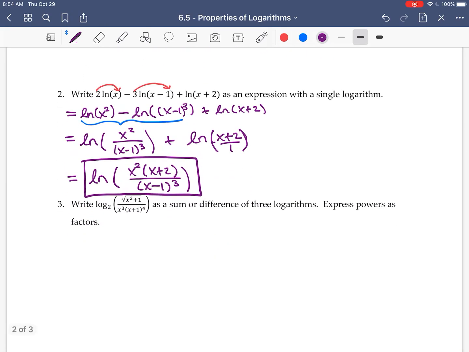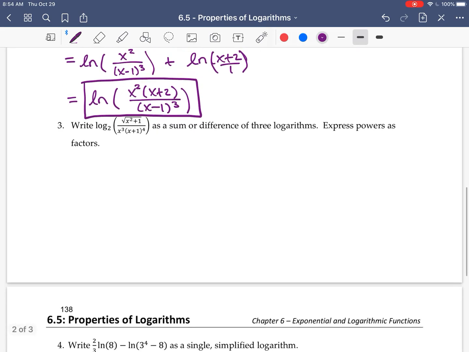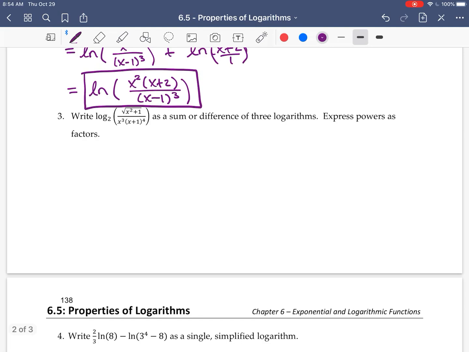You can also put logs together and split them up, so we're going to do an example of each. The first one: here we have log base 2 of the square root of x squared plus 1 over x cubed times x plus 1 to the 4.